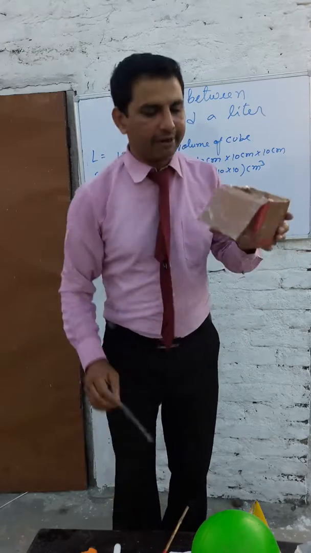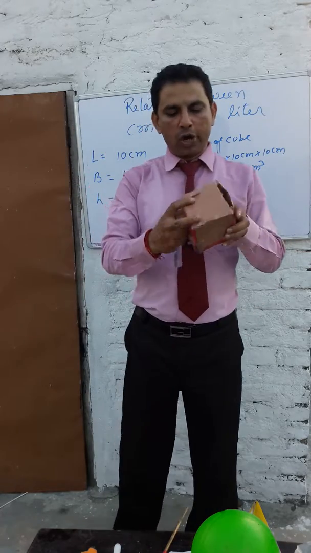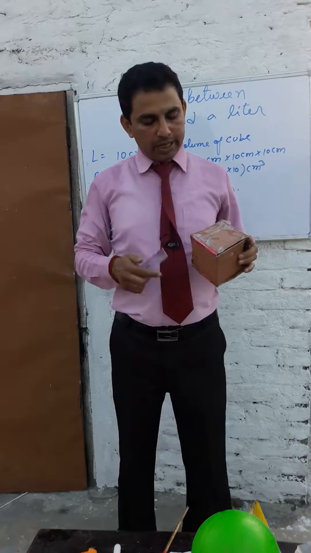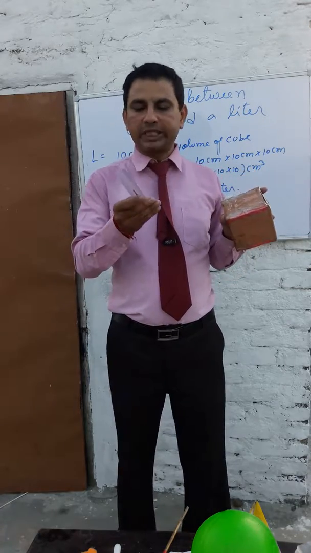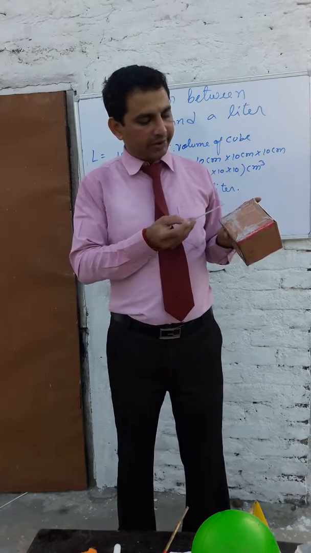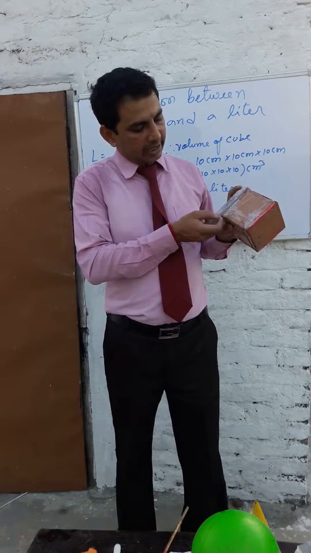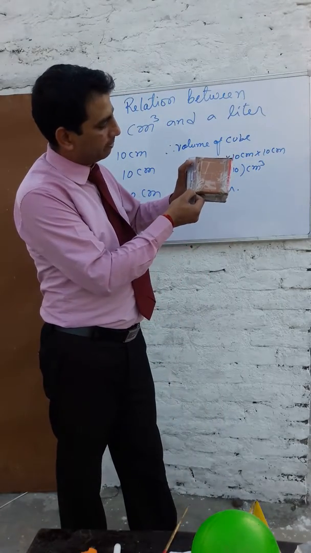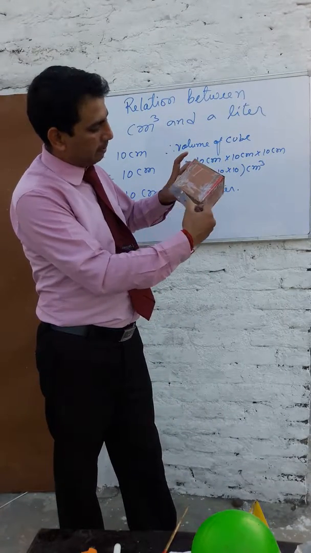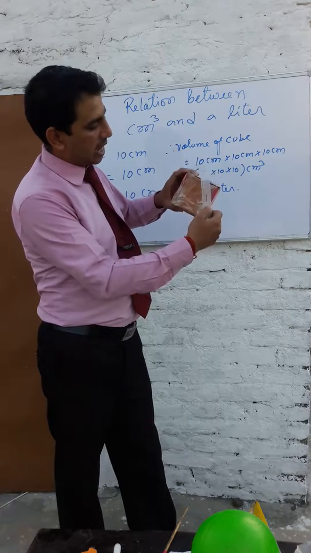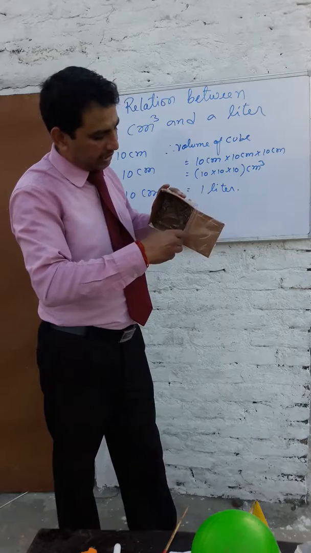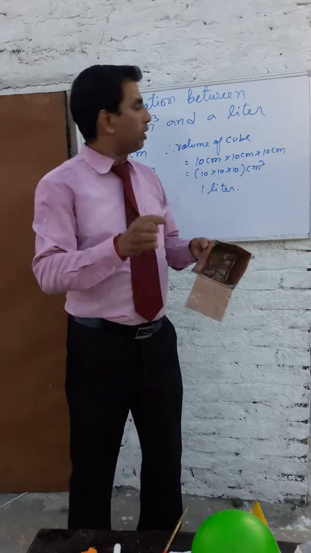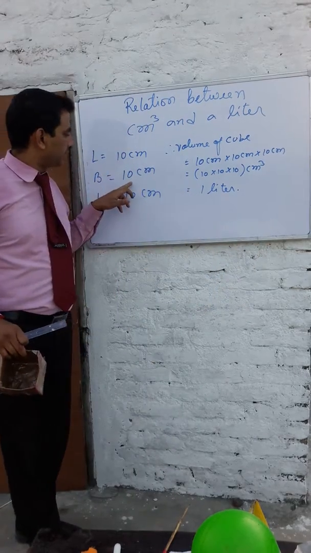So basically here I have a cube, and this cube has length, breadth and height all equal to 10 centimeter. You can verify this with the help of a measuring scale. You can see it is 10 centimeter, the breadth is also 10 centimeter, and if you measure the height, that is the depth, that is also exactly 10 centimeter. So the length is 10, breadth is 10 and height is also 10 centimeter.